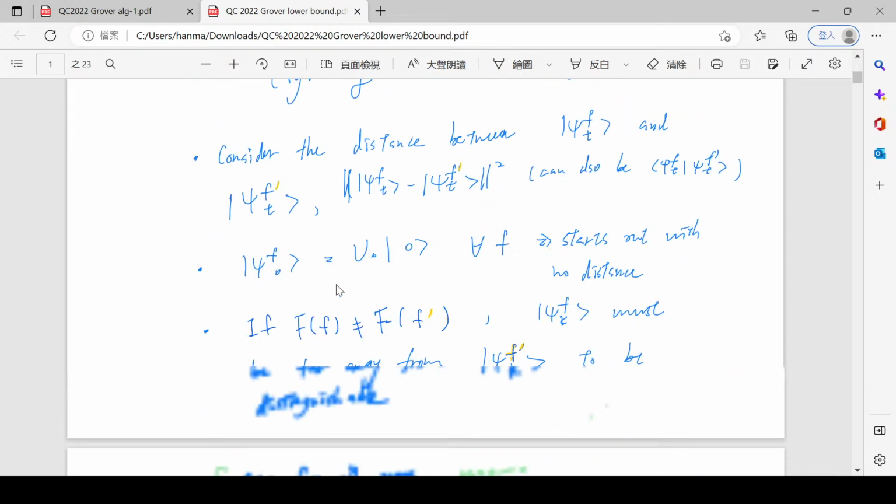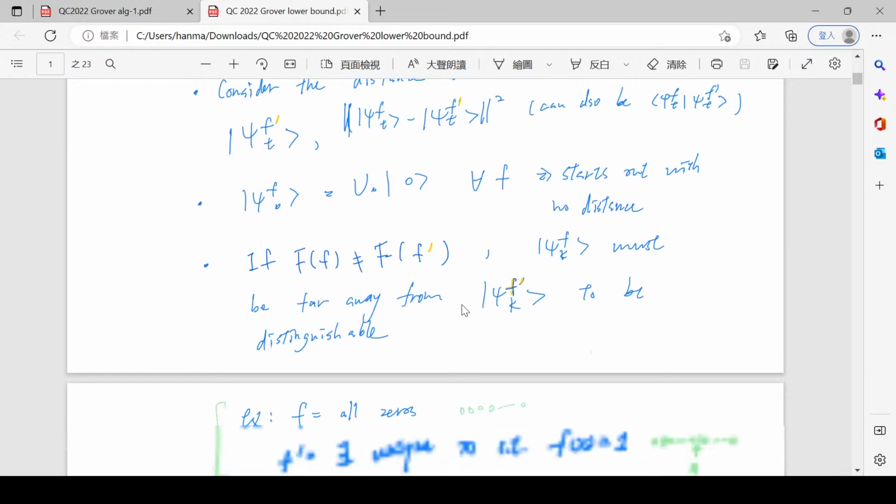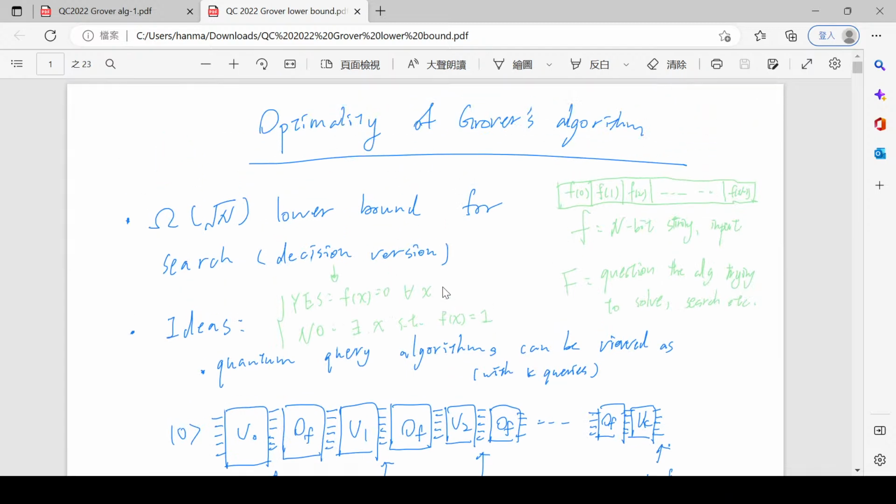Okay. And obviously we don't have time to go through everything today. So I will try to finish a high level intuition today. We have 23 minutes. Okay. Should be okay. And hopefully people can get the idea. So we want to lower bound the query complexity of Grover's algorithm.